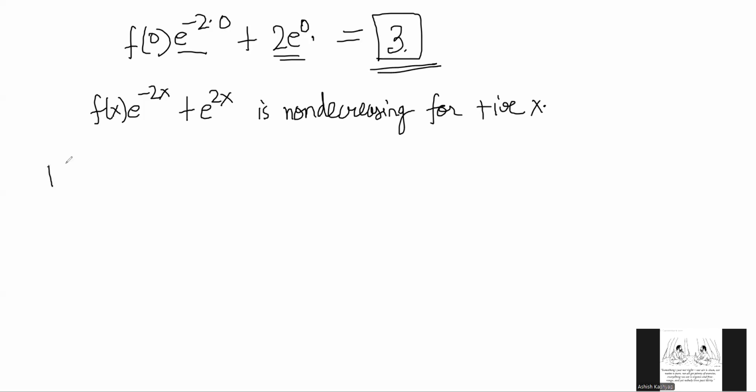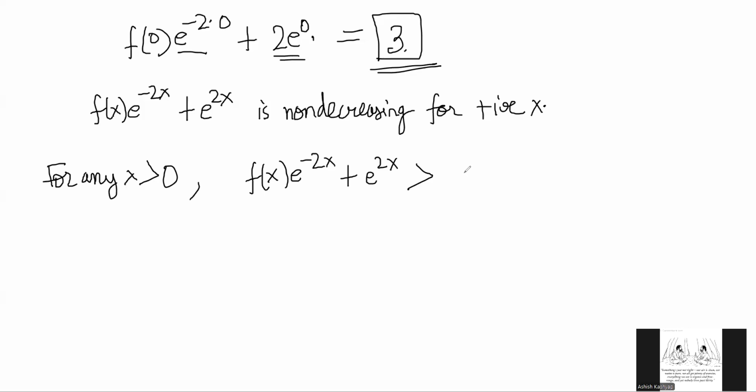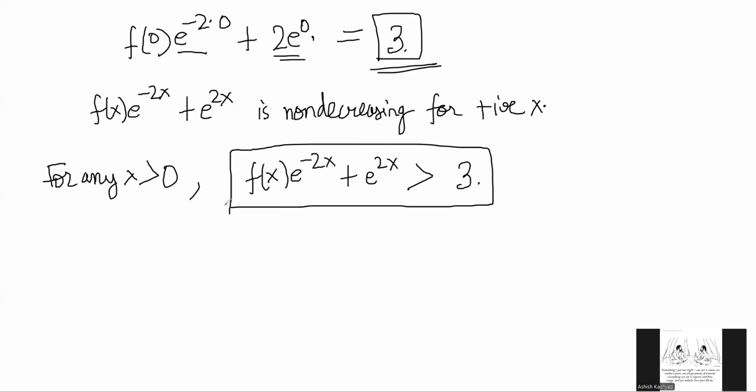So we can say that for any x greater than 0, f of x into e power minus 2x plus 2 e power x will be greater than 3, right? You should realize that it will be greater than, or you should put an equal to sign also, let's say equal to. So this has to be true because the derivative of this function was positive or 0. So it was never going to be lesser, right? So as you go at a value x bigger than 0, your value of the function here will be bigger than 3, which is the value at 0, right?